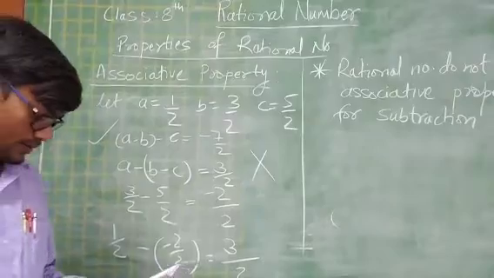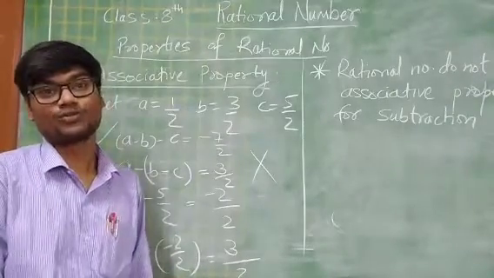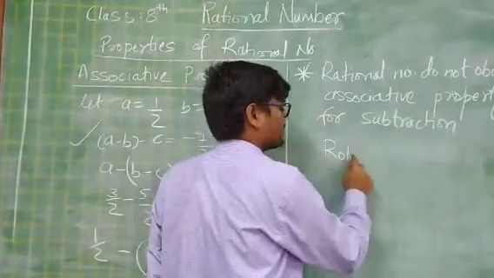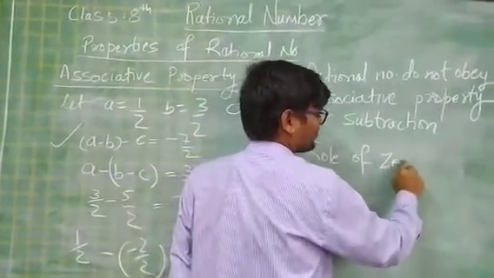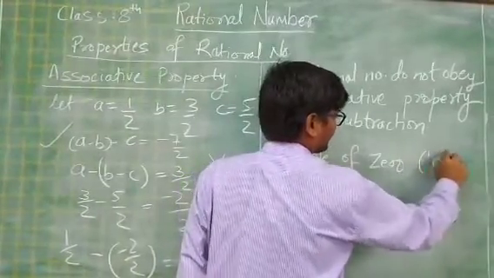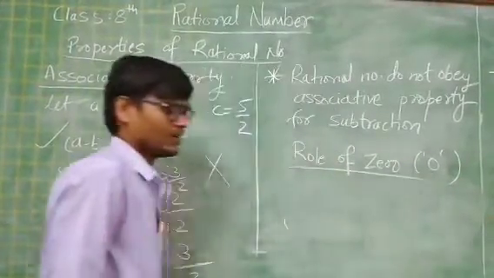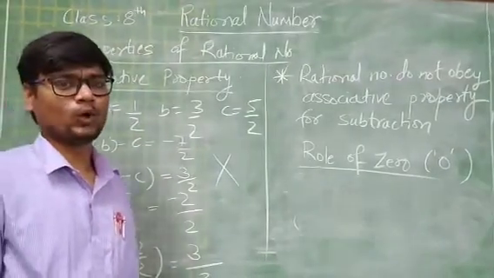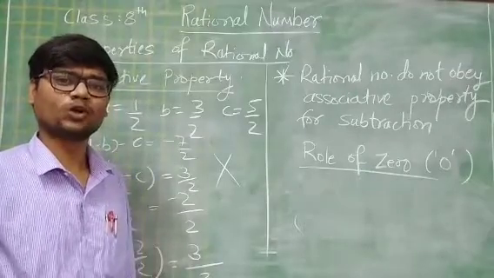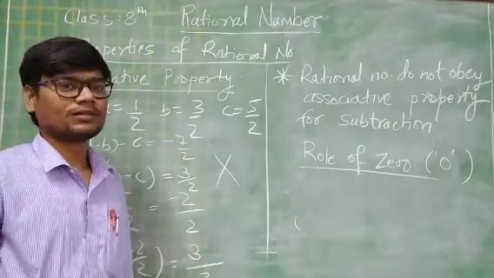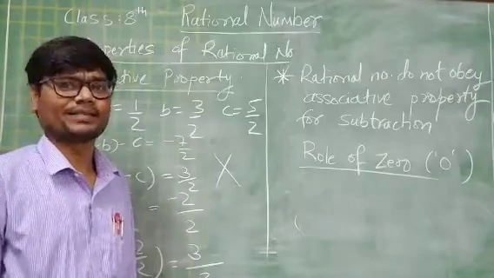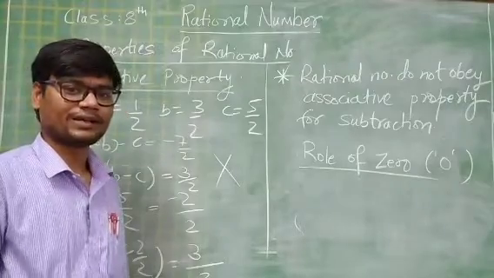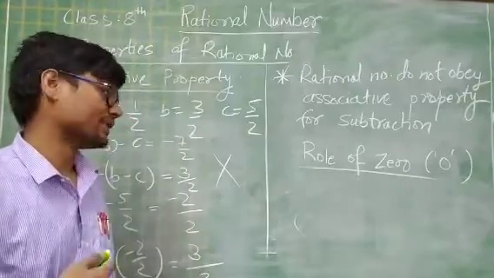Now let us check the role of 0. Our next topic is the role of zero. Now we know that when we add 0 to any number, the result is the number itself. To understand this, let us take one example and look what happens.